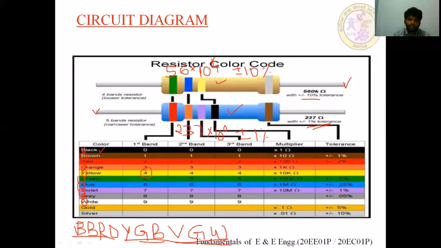The same value will be obtained when it is measured with the help of a multimeter. You will also get the same value, with plus or minus 1% tolerance. So this is the circuit diagram.